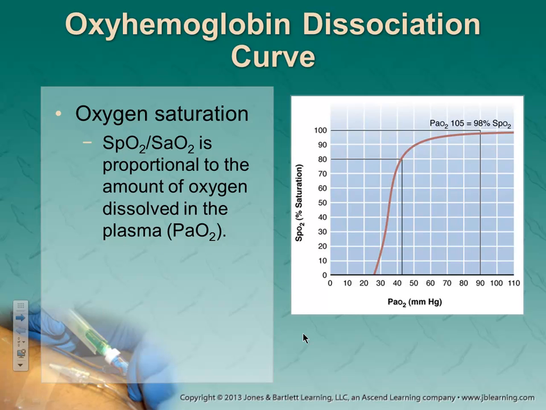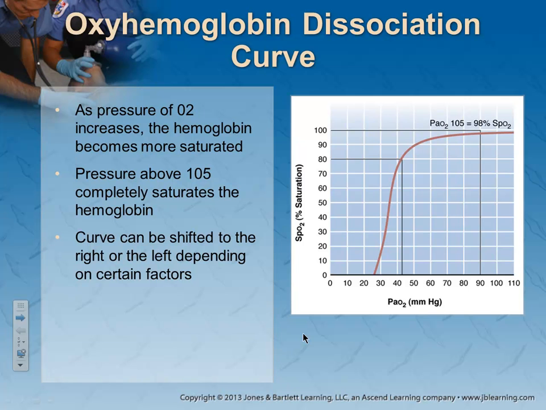Trying to make it a little bit less confusing. As the pressure of O2 increases, the hemoglobin becomes more saturated, just like we said. So this is pressure. As the atmospheric pressure increases, it just means that it's going to force more oxygen into the blood, which makes it more readily available. Okay? Until it gets to that point. Pressure above 105 millimeters of mercury completely saturates the hemoglobin.